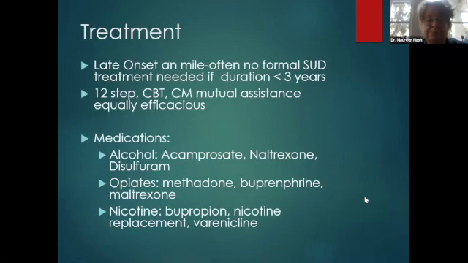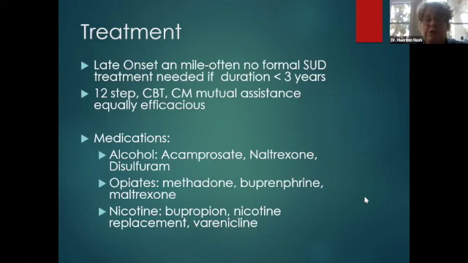So in sum, late onset is different from early onset. A lot of times with late onset, and I have to apologize for the typo on the slide, but congratulations if you saw it, there's often no need for an in-depth formal substance use disorder treatment if the duration is less than 3 years. A lot of times, brief interventions can have great impact here.